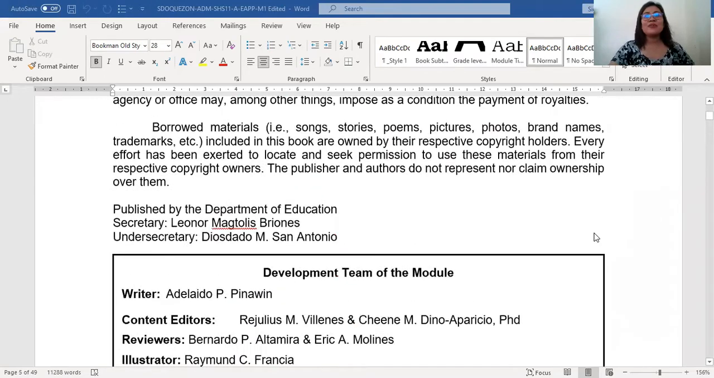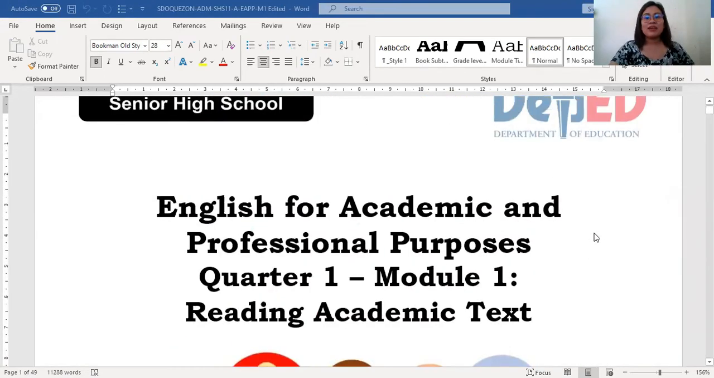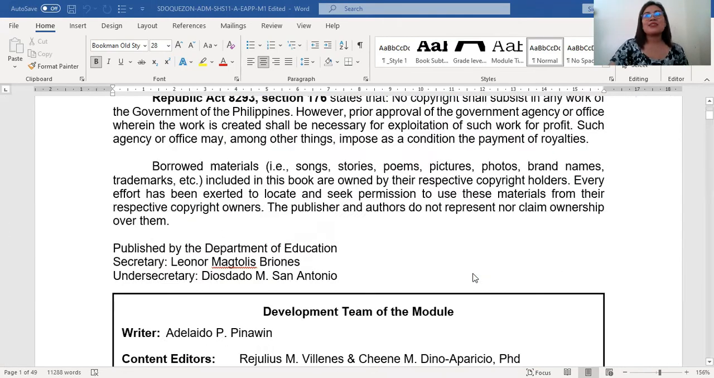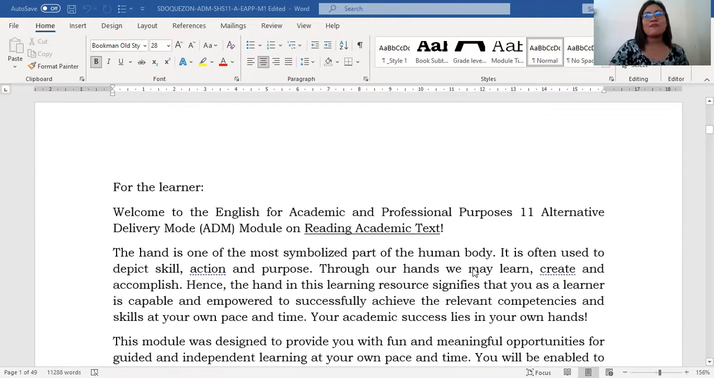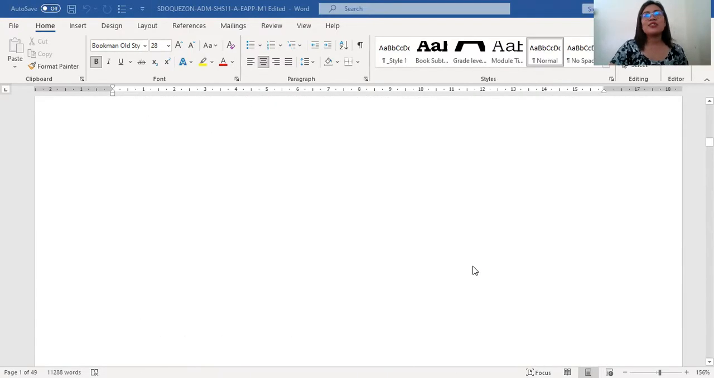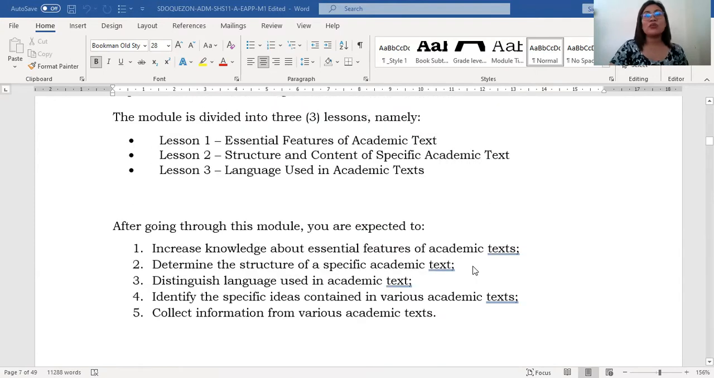Okay, so please check the cover of your module. If this is the cover of your module, then you are on the right track with the module that you are answering for the week. So the title is English for Academic and Professional Purposes, Quarter 1, Module 1, Reading Academic Texts. So let us flip the pages if you have the correct module right now, and let us move on to page 1.